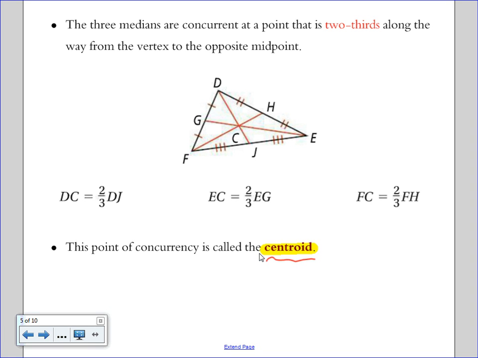So for example, this line DJ, this median here, has C 2/3 along the way, so that if this were, let's say, 8, then from C to J would be 4, because the whole line would then be 12, and it's broken into 2/3 and 1/3. Or you can think about it as DC is double JC.